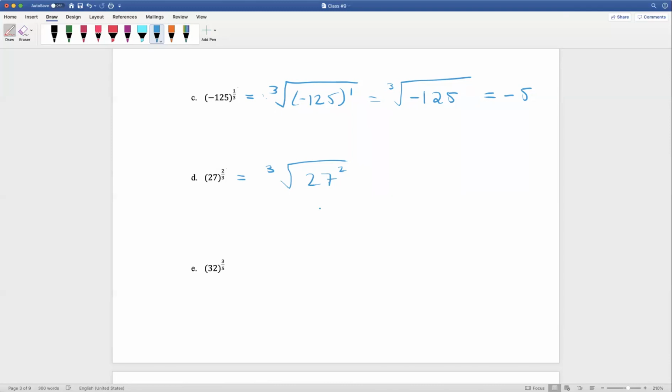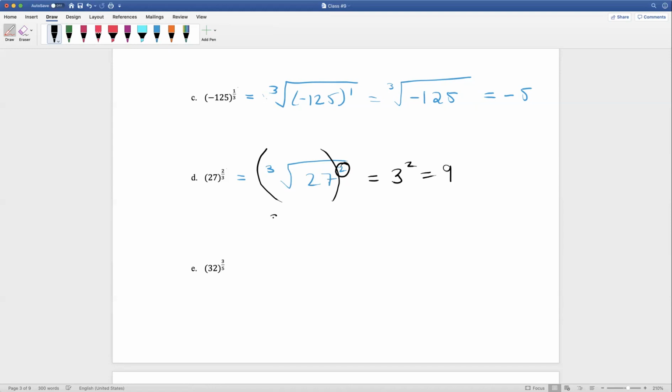Now, there's 2 different ways that we can do this in terms of simplifying it. That is, you could use the exponent first and then use the index. But if you take a look at 27 to the 2nd power, 27 times 27 is 729. That's a pretty big number to figure out the cube root of. So what you can do is the index first and then the exponent. We could do this bit first. We know the cube root of 27 is 3, because 3 times 3 times 3 gives us 27. And then we can square that, and 3 squared is equal to 9.